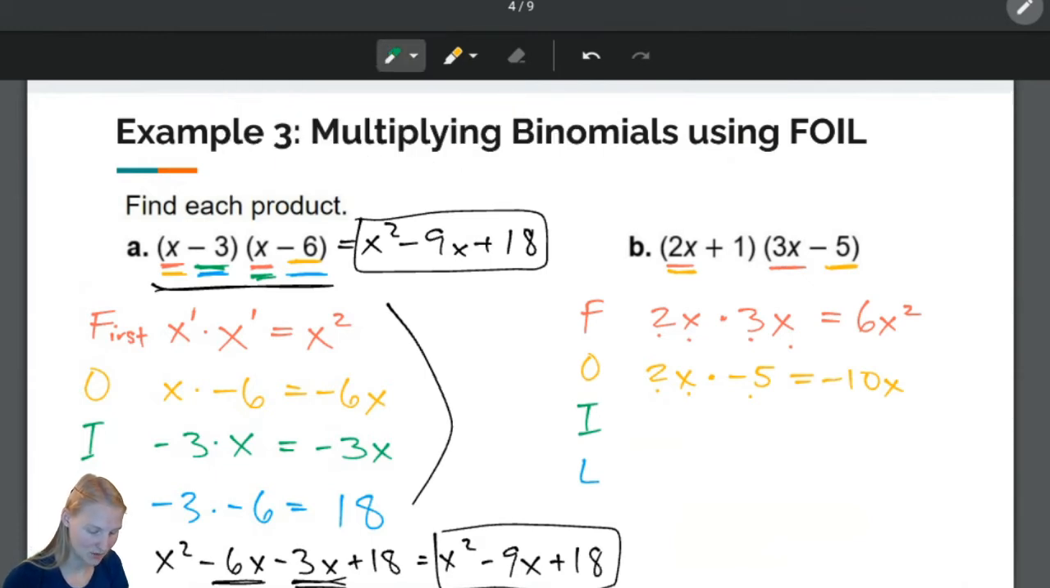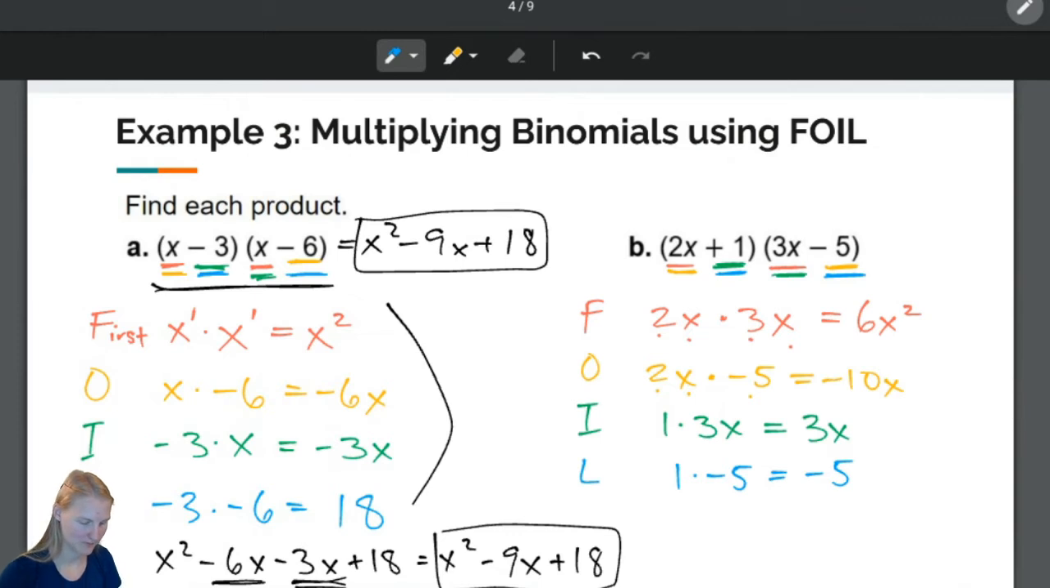Wonderful. Our inside terms are 1 and 3x. So we have 1 times 3x. Anything times 1 is itself, so this is just 3x. And now let's take a look at our last terms. 1 times negative 5 is negative 5. Now, let's add them all together. We have 6x squared minus 10x plus 3x minus 5.